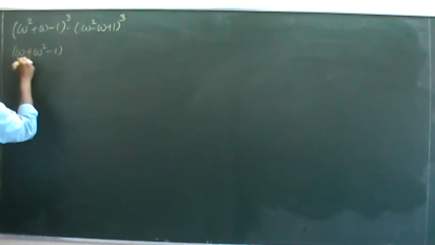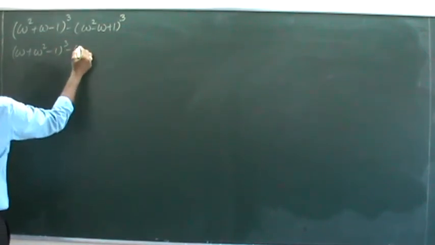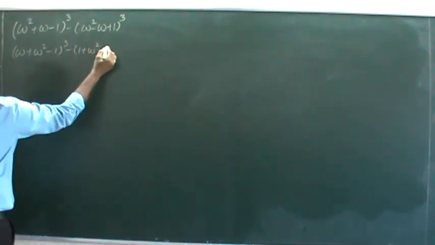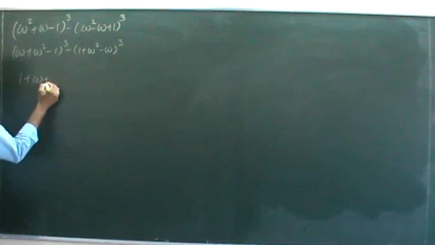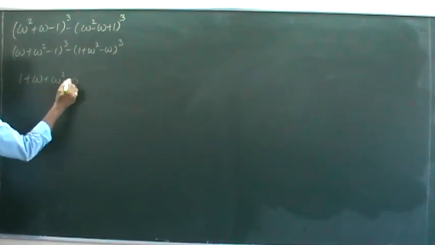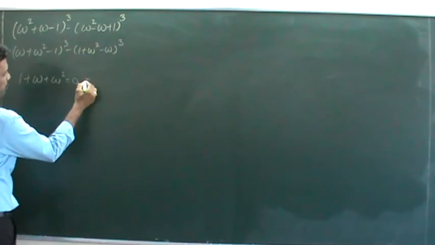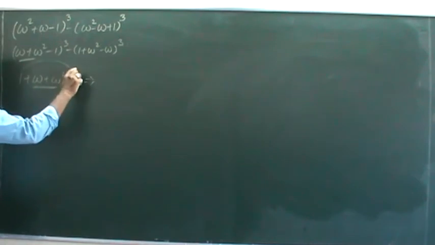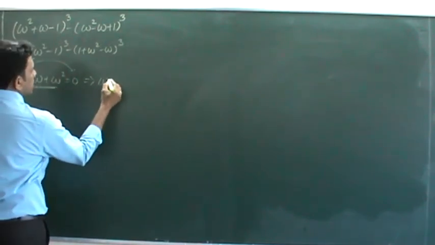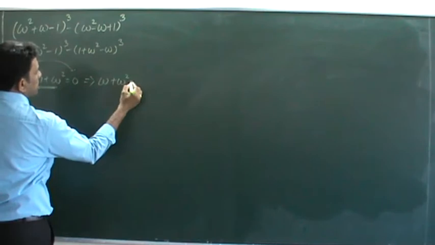So omega square plus this is there minus 1 whole cube, minus here also 1 plus omega square is there, this is minus omega whole cube. So we have the condition, what is that one? 1 plus omega square equal to 0. From this I want the omega plus omega square value. That means this plus 1 you send that side. Then what is the answer? Omega plus omega square equal to minus 1.